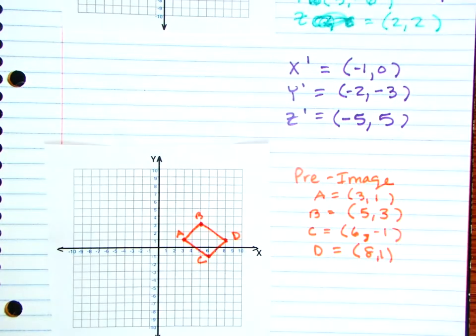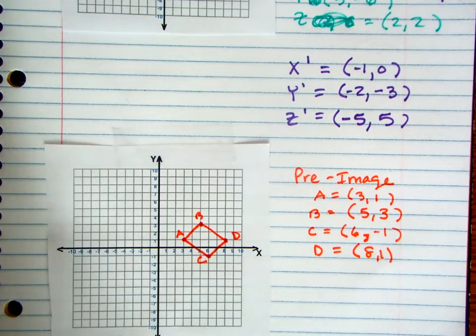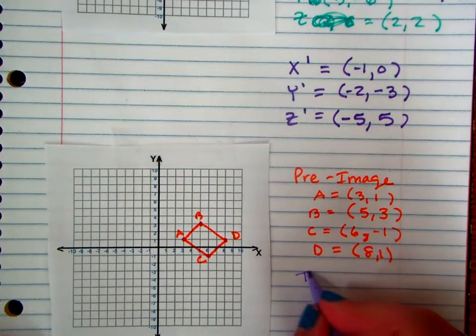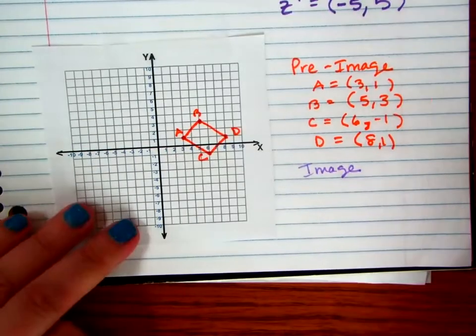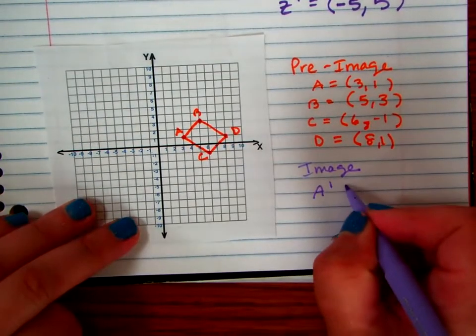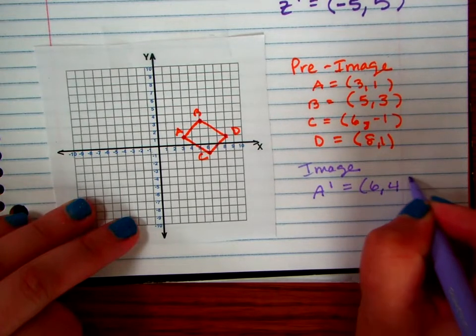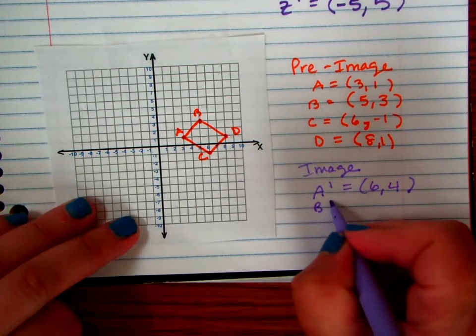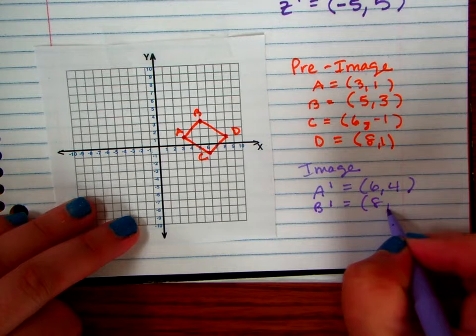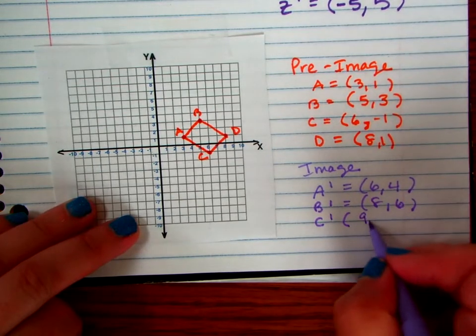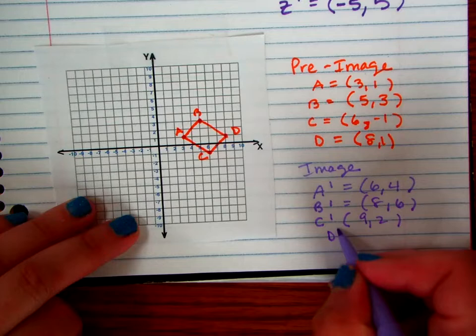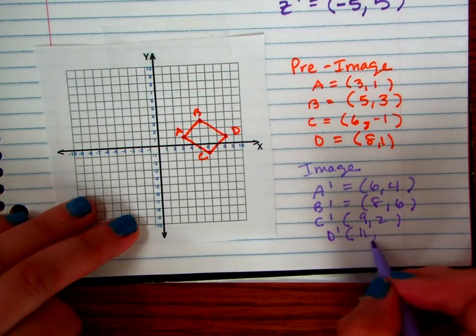And then the image is going to be, okay, so A prime will be at 6, 4. B prime will be at 8, 6. C prime will be at 9, 2. And D prime is at 11, 4.